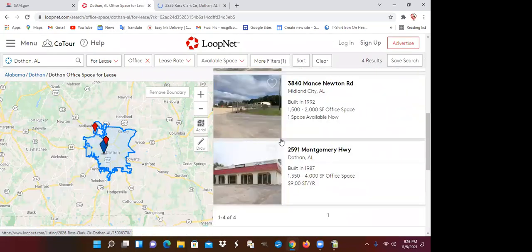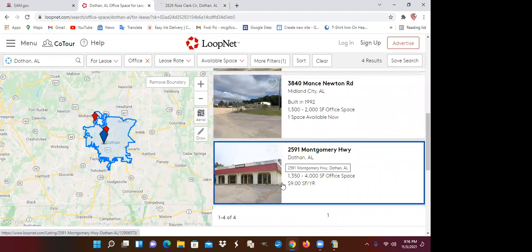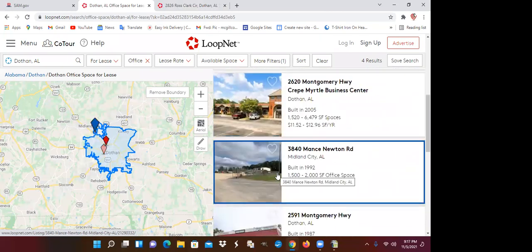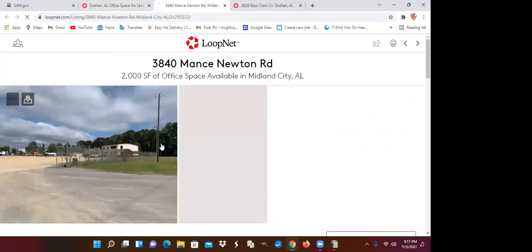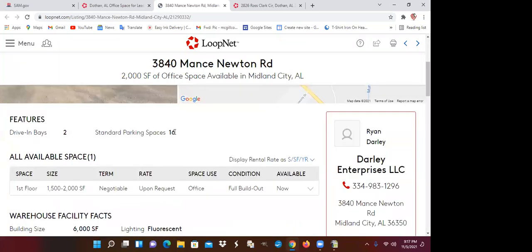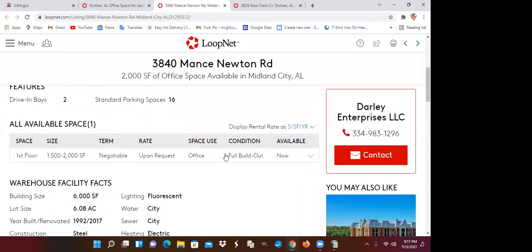Go down one. I seen one. That's it. The 4,000. 3840. Go up one. Yeah, right there. This one. Technically, they all said something from 1,000 to 6,000 square feet. But see, they want some office space. This right here, this a build out.